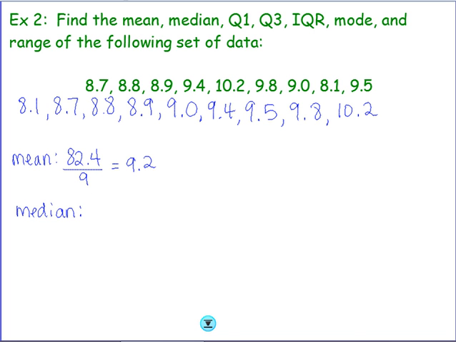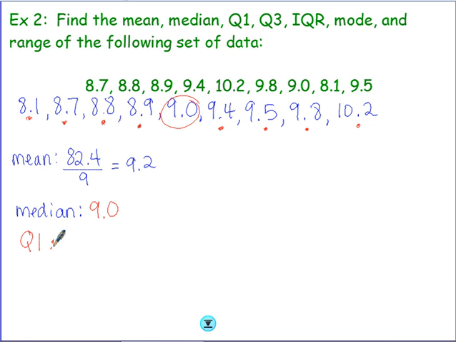The median, I'm going to start 8.1, 10.2, 8.7, 9.8, 8.8, 9.5, 8.9, 9.4. There you go. 9.0 is your median. Q1.